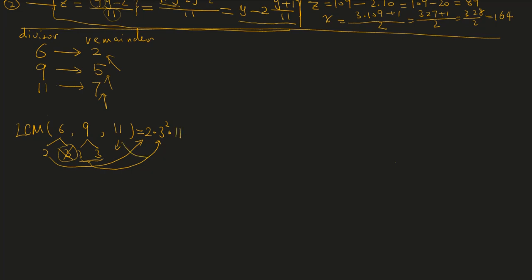Right? This 11 is certainly from here. So this is our least common multiple of these three numbers. Let's calculate it out. That equals 18 times 11. So 18 times 11, that is 198. Therefore, this number equals 198.